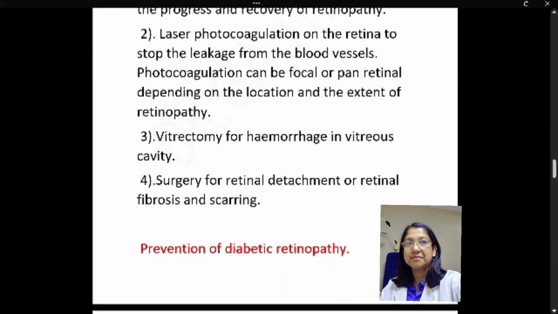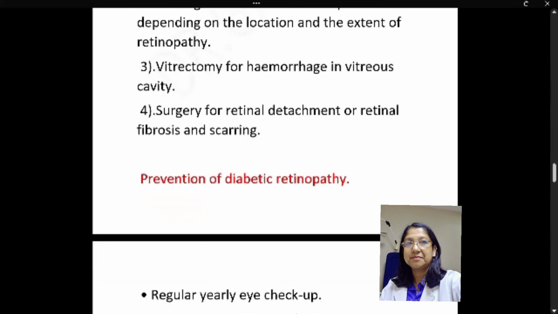Next is vitrectomy. In case of vitreous hemorrhage, you have to clear the vitreous. You have to clear that blood inside the vitreous, otherwise the person will not see properly. Then for retinal detachment and fibrosis, surgery is required. These are the treatments for the complications.